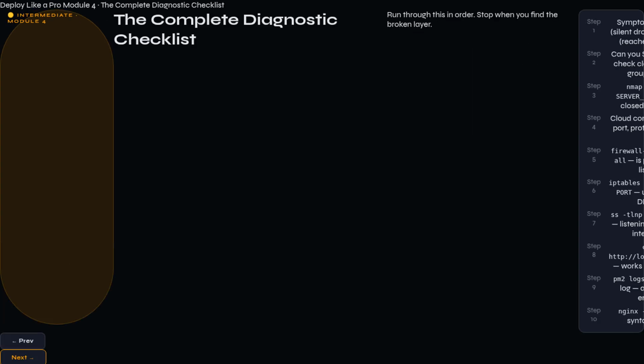Here is the complete, ordered checklist. When a port appears blocked, run through this list in order. Stop when you find the issue. Step 1: Identify the symptom: connection timeout or silent drop, versus connection refused, where the port reached the server but was rejected. Step 2: Test SSH. Can you still SSH in? If not, check the Cloud Security Group for port 22.